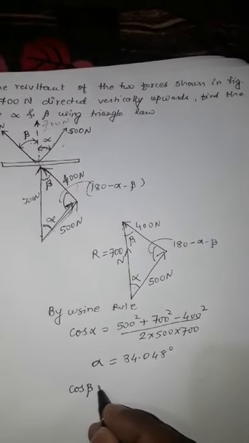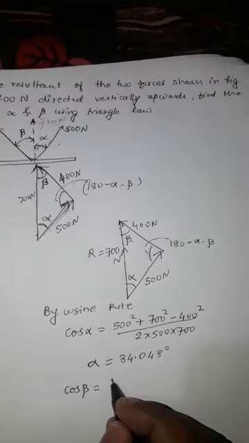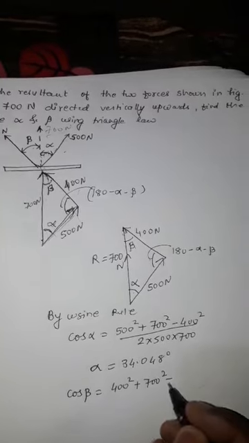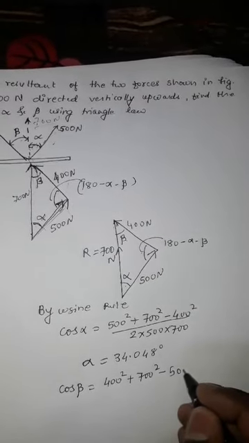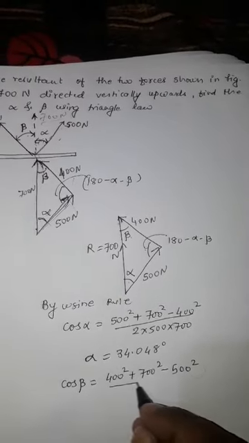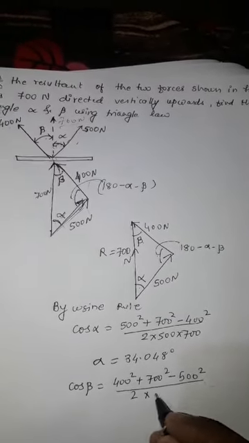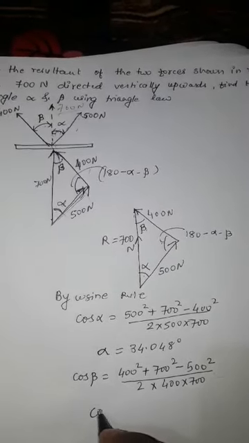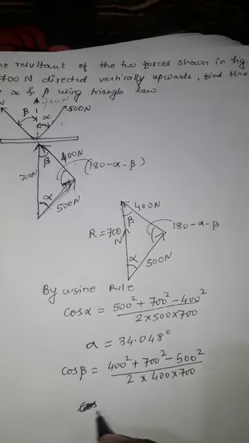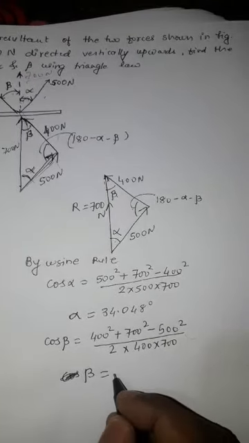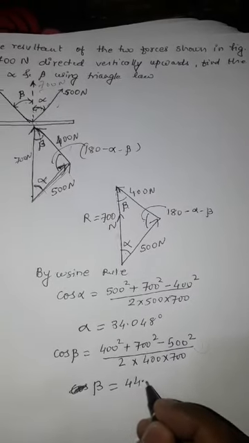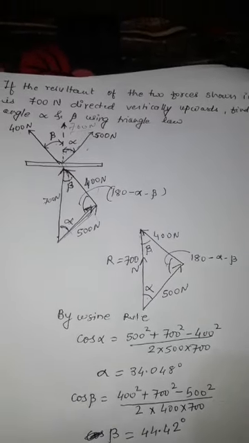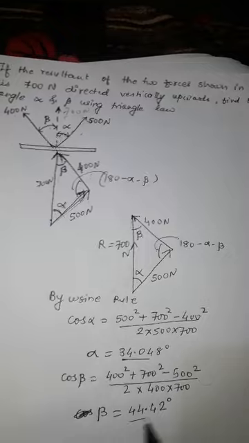In a similar way I am going to calculate cos beta. So cos beta equals again adjacent side square, that is 400 square plus 700 square, minus opposite side square, that is 500 square, divided by 2 times 400 into 700. After simplifying and doing the calculation, I will get the beta value as 44.42 degrees. So this is how I have calculated the value of alpha and beta.